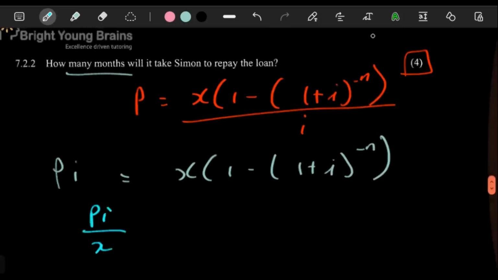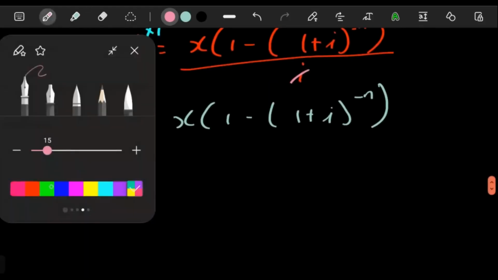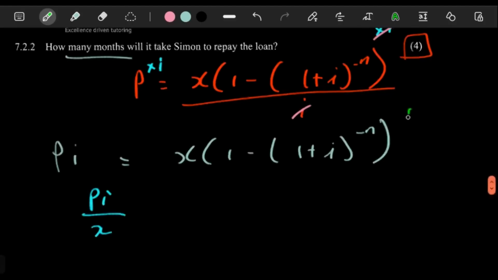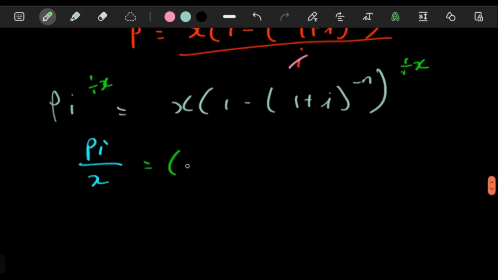So let me actually write down what is happening. Times by I here, times by I. You see, so this cancels that. And then here, this is like divided by x. So here you're gonna have 1 minus 1 plus, the interest is what?